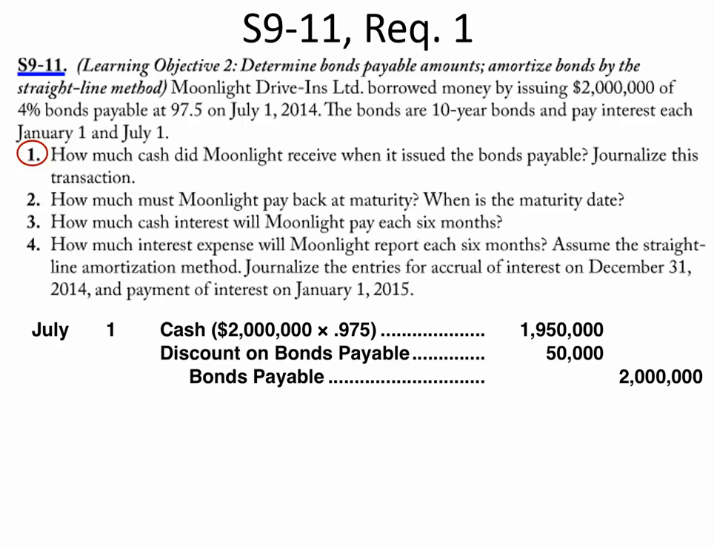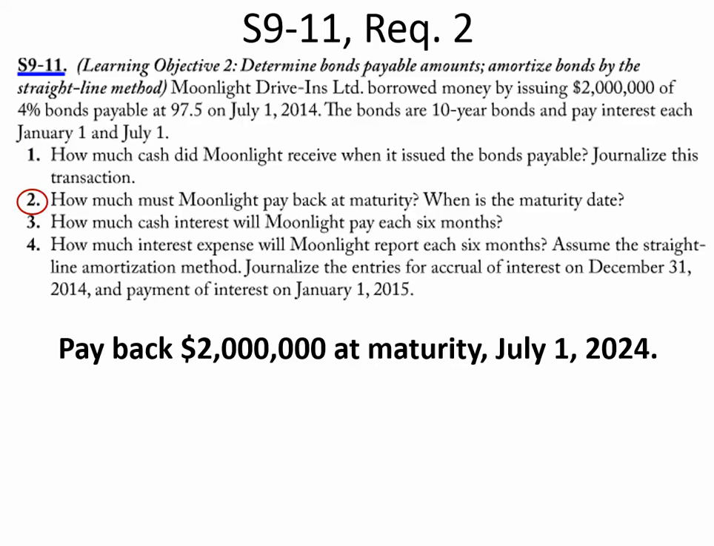Number 2, how much must Moonlight pay back at maturity? When is the maturity date? Okay, how much must it pay back? Well, what they have to pay back at maturity is the 2 million face value. They have to pay back the face value at maturity, and the maturity date is 10 years from the issue date. So July 1st, 2024 is 10 years from the date of issue. That's it. See, that one's not bad.